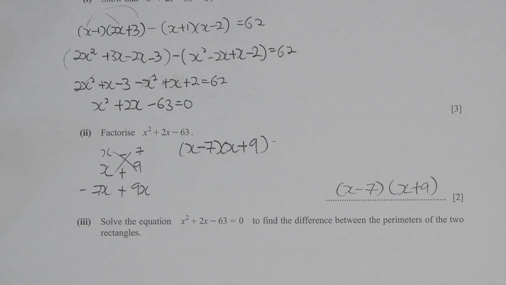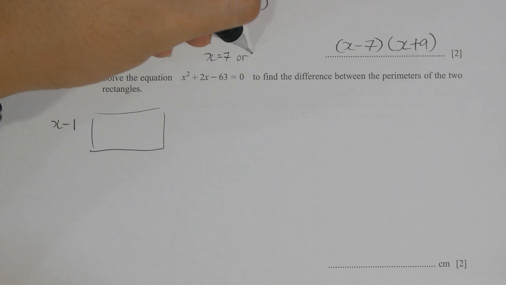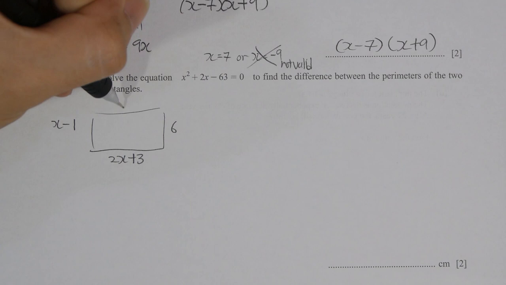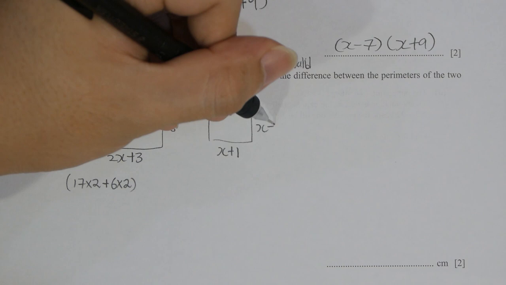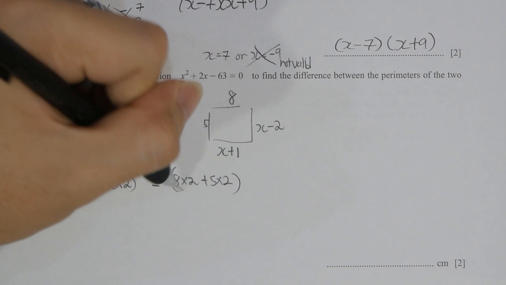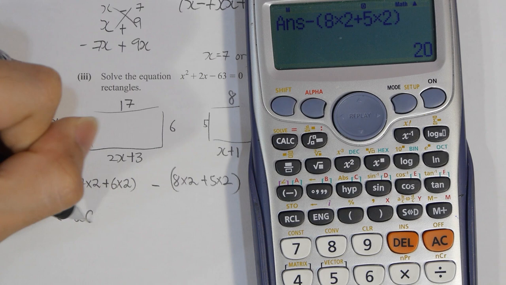Among these two values, the negative 9 will not be accepted because your centimetres cannot be negative. So just substitute the value of 7 into each of them. Then you will get the longer side of the rectangle as 17 and the width as 6, whereas for the smaller rectangle, the longer side is 8 and the width is 5. Multiply the variables by 2, minus them off, you get 20 as the final result.